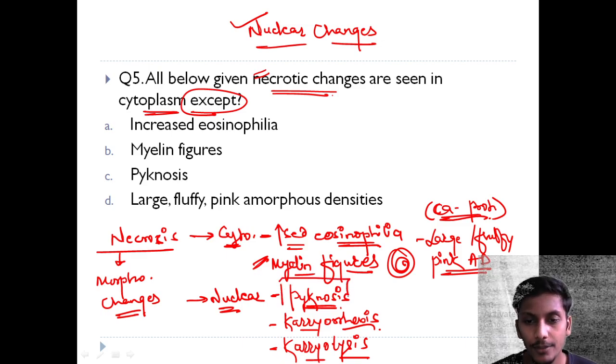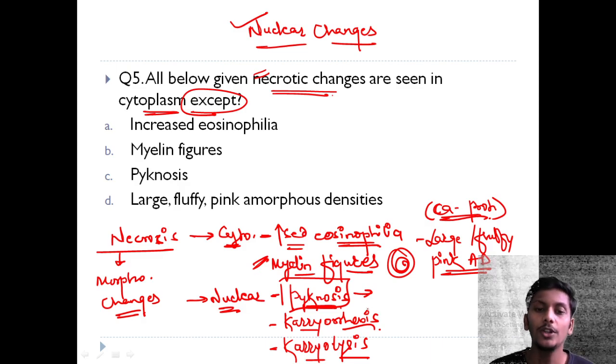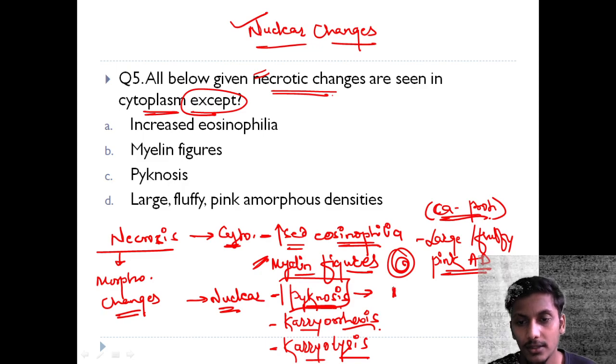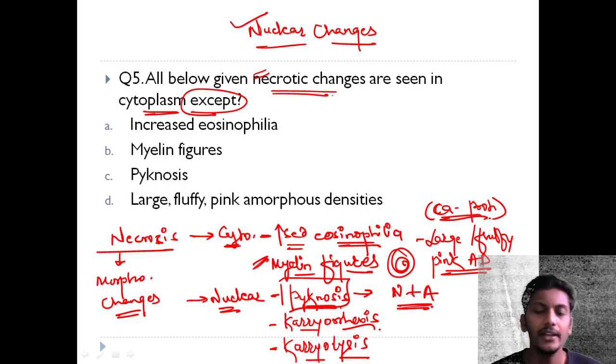Please remember one important point, guys. Pycnosis is one of the nuclear changes which is common to both necrosis as well as apoptosis. So pycnosis is seen in both of these conditions, right? Now let's go to the question once again.